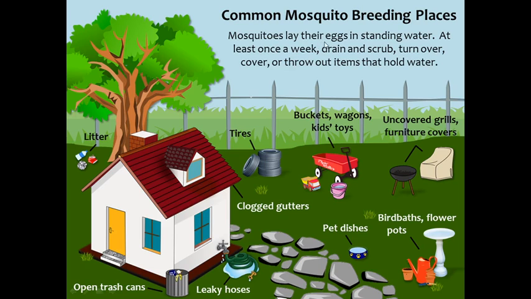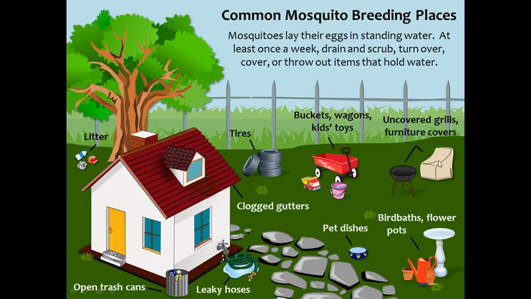So you can see here common mosquito breeding places. Mosquitoes lay their eggs in standing water, okay, the collected water. So at least once a week, drain and scrub, turn over, cover or throw out items that hold water. Means we should not keep these kinds of things surrounding us, in which water can collect and the mosquitoes can breed.